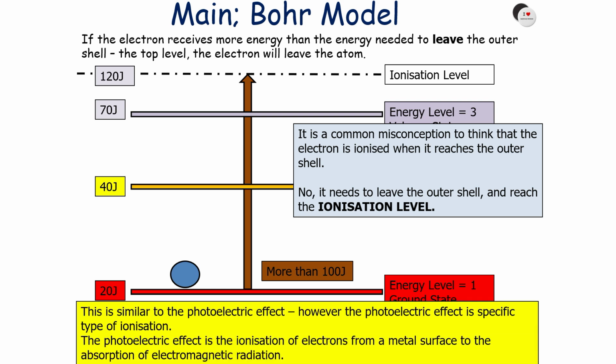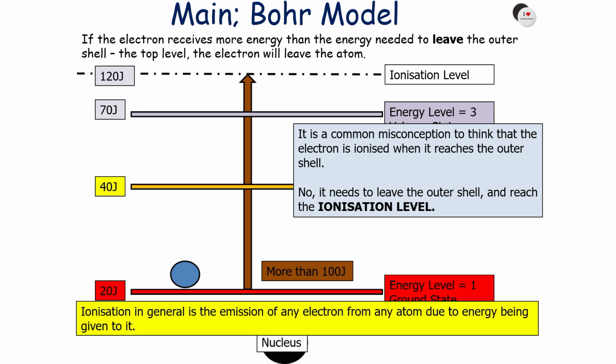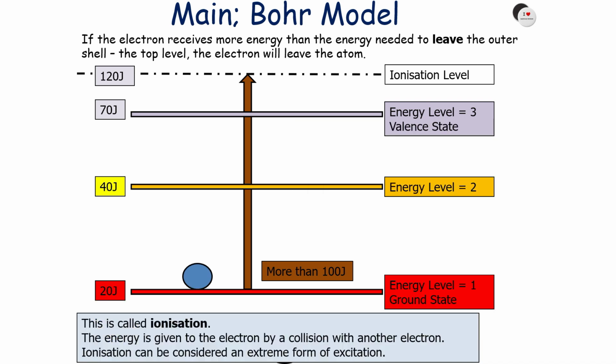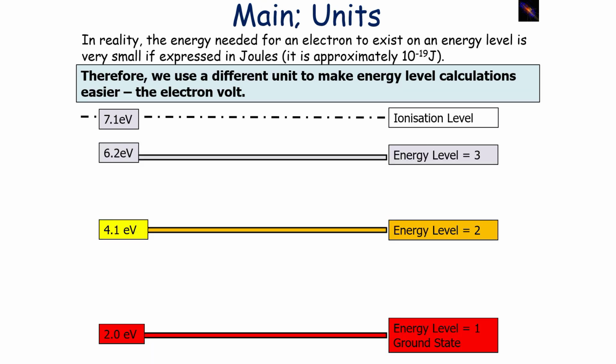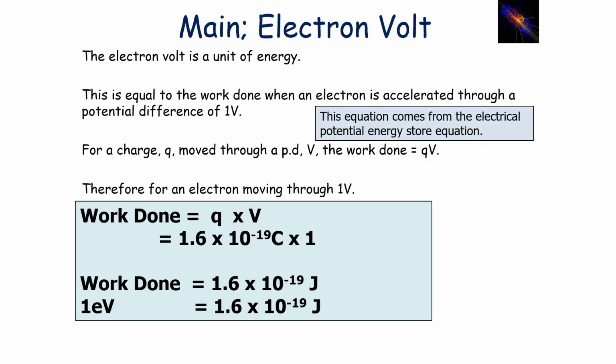Now the photoelectric effect is similar because it's the ionization of electrons from a metal surface due to the absorption of electromagnetic radiation. Now ionization in general is just the emission of any electron from any atom due to energy being given to it. Now it's important to note that you can consider ionization to be like an extreme form of excitation. Now in reality, whilst we might use joules in some examples, it's a lot easier to express your energy level calculations in a different unit, the electron volt, which is the work done when an electron is accelerated through a potential difference of 1 volt.